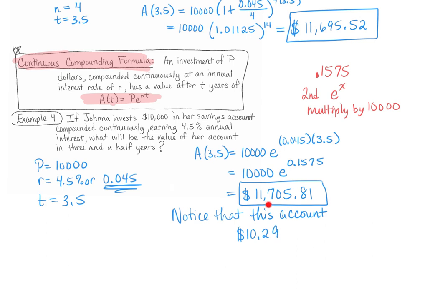Because you have 11,705.81 minus 11,695.52. Oh, I didn't know we was subtracting. Yes, that's how you figure out the difference here. So you would do that. Notice that this account earns $10.29 more than the quarterly compounded.